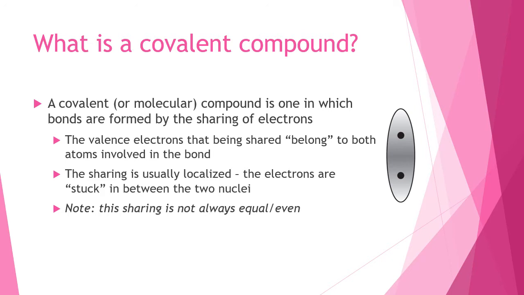So for example, in the image on the right that shows a grayscale where the electrons might be located, the two nuclei are sharing the electrons, and thus the electrons spend most of their time in between the two nuclei. The sharing is generally considered localized, that is, it is in a specific location. The electrons are generally stuck between the two nuclei. There are very few exceptions to this rule about localization that we will encounter in this class.